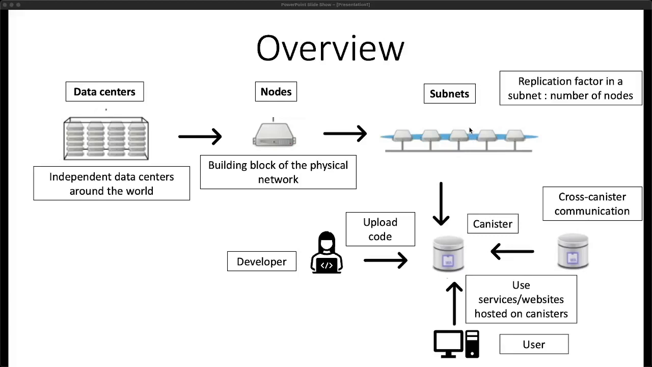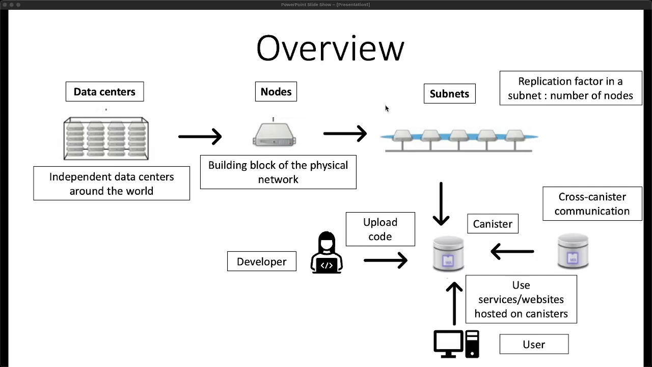Okay, so back to our overview. We have explained data centers and nodes. And after the nodes, there is something really interesting that happens, and that's the real part of the decentralization of the network. This is where decentralization happens. For a certain group of nodes, they are going to be regrouped into subnets. And a subnet is basically just a collection of different nodes from different data centers around the world.